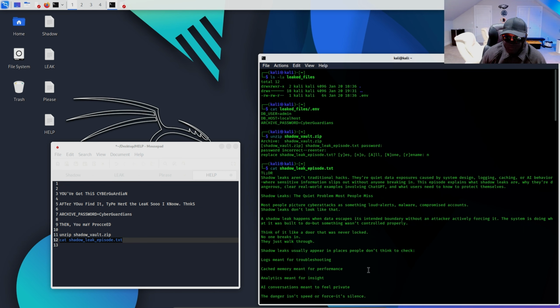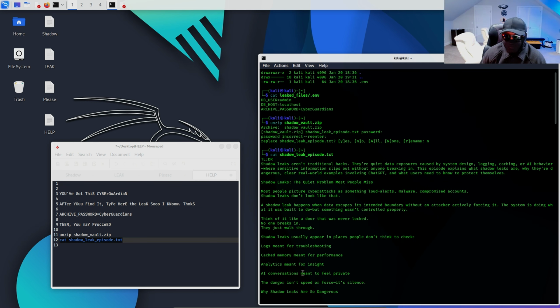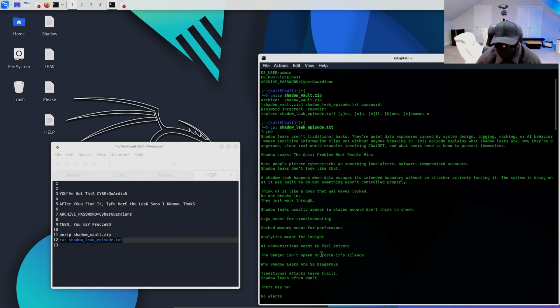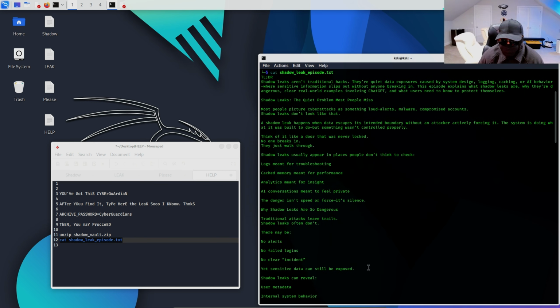Logs meant for troubleshooting. Cache memory meant for performance. Analytics meant for insight. AI conversations meant to feel private. The danger isn't speed or force, it is silence.